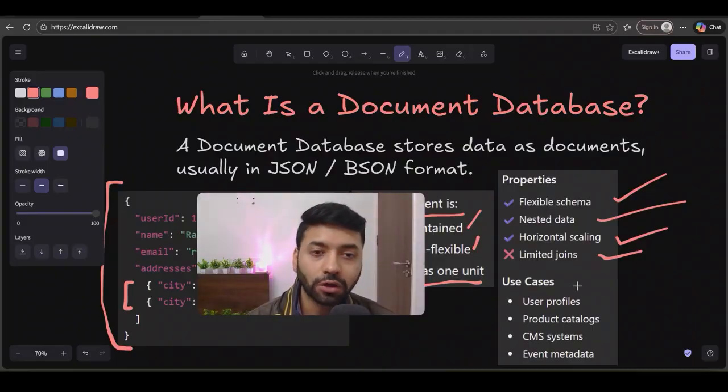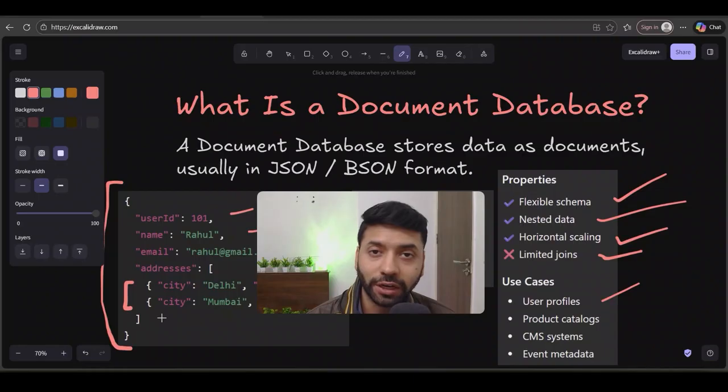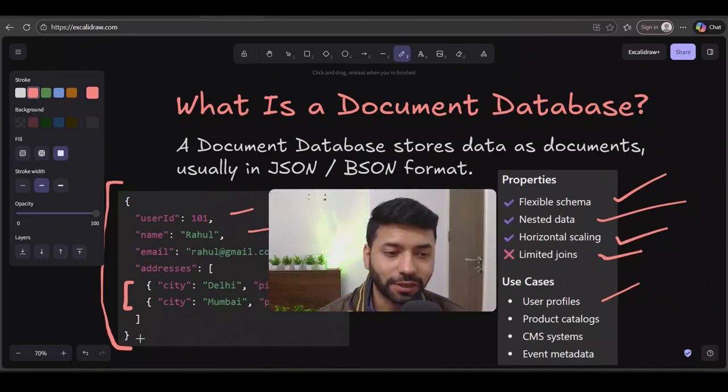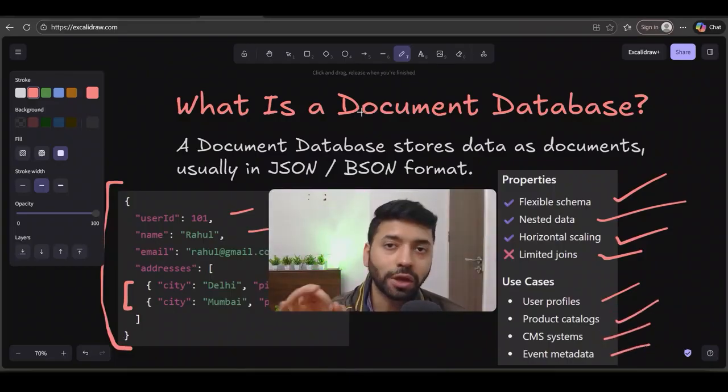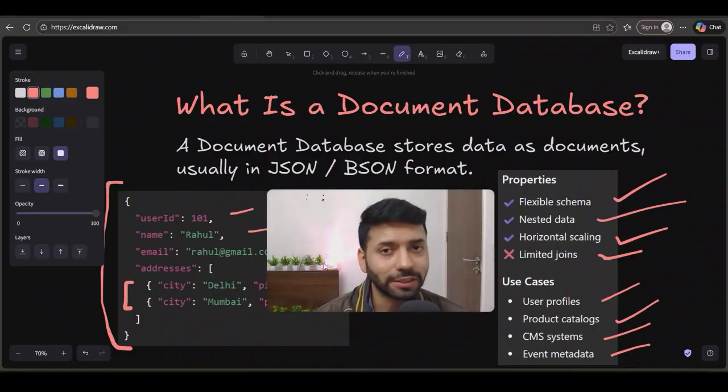So what are the use cases for document databases? You can use them for user profiles. Here you can see we have saved the user related information. All the information related to that user will be present in the document as a single unit, and it would have this flexible schema as well. Other use cases can be product catalogs, CMS systems, event metadata. If the schema in your system evolves frequently, then we can go for a document database because we have a flexible schema here. And as we discussed earlier, in NoSQL databases we try to keep all the related data together. So here also you can see we keep all the data as a single unit. That's why, by design, it is built so that joins are not required.